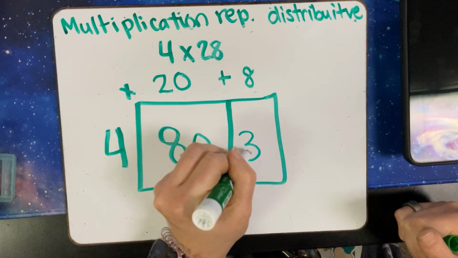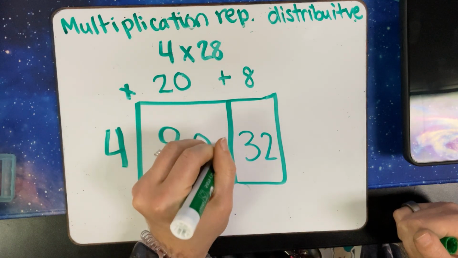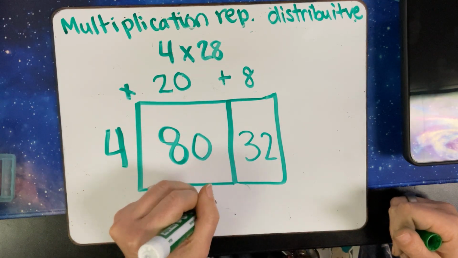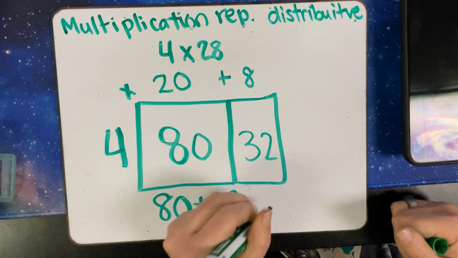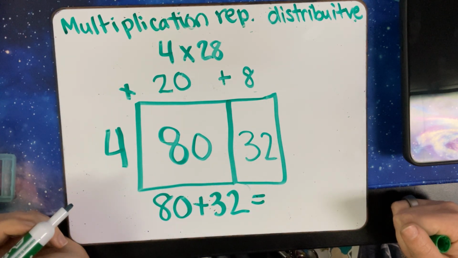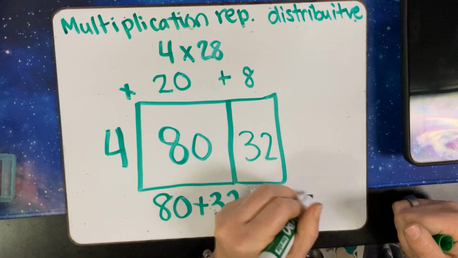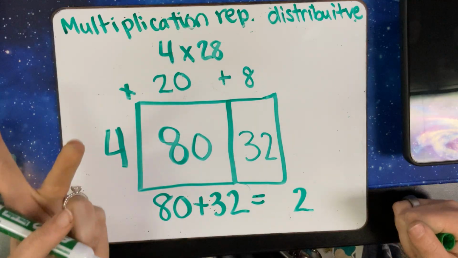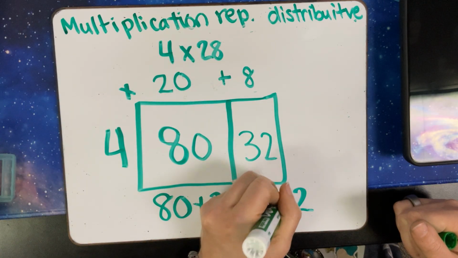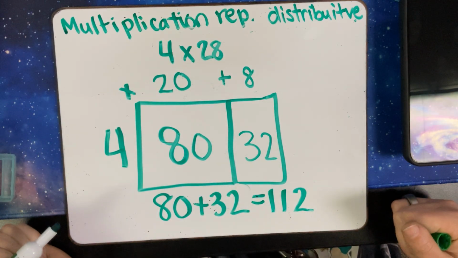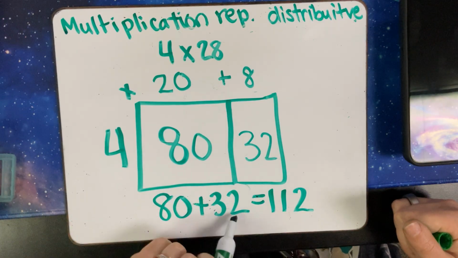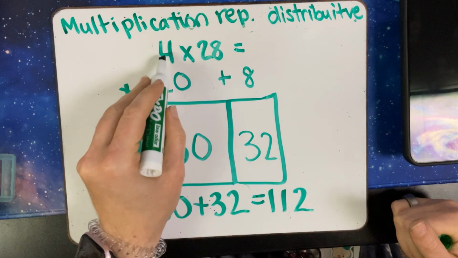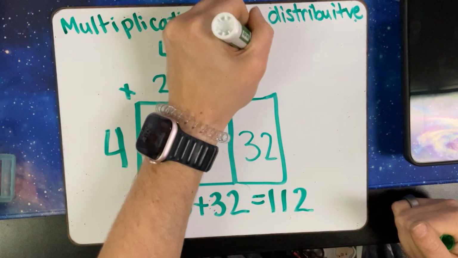4 times 8 would be 32. Whenever you have a model like this, you're always going to add your products. So we have 80 plus 32 for our answer, where that'll be 112 if I'm not mistaken. So we'd have a 2 in the ones place, our 3, our 30, and our 80. We'd go 80, 90, 100, 110 for a total of 112. So they're able to break it into those pieces and fluently come to the conclusion that 4 times 28 will be 112.